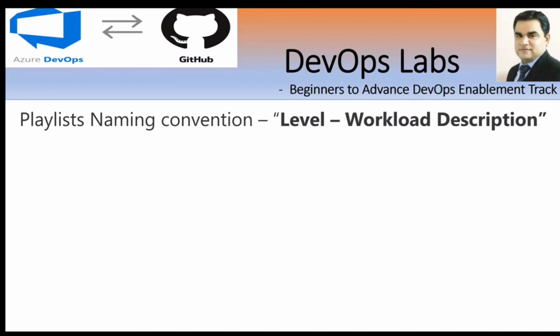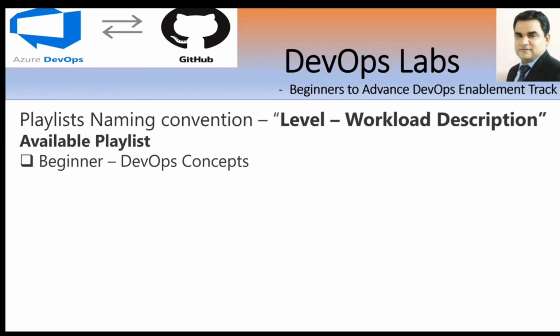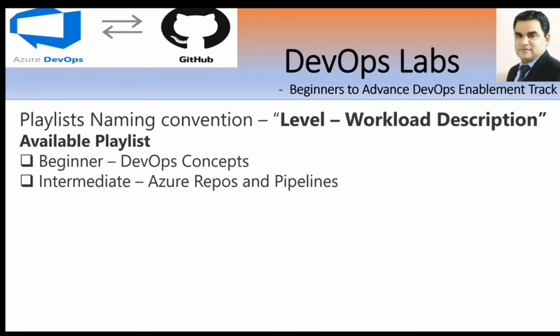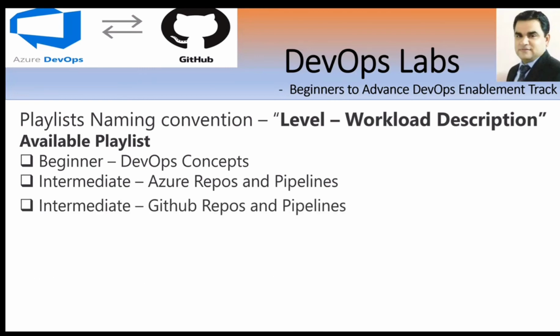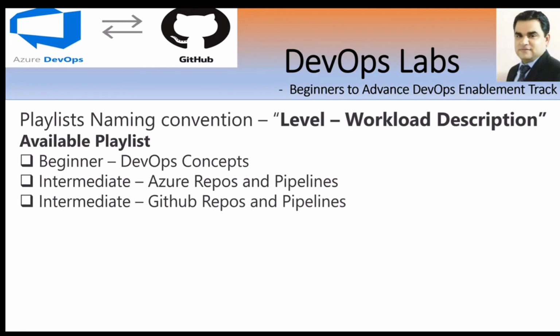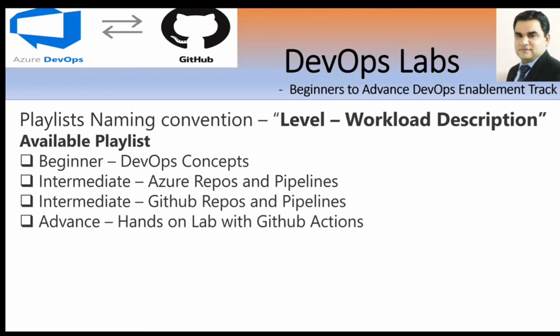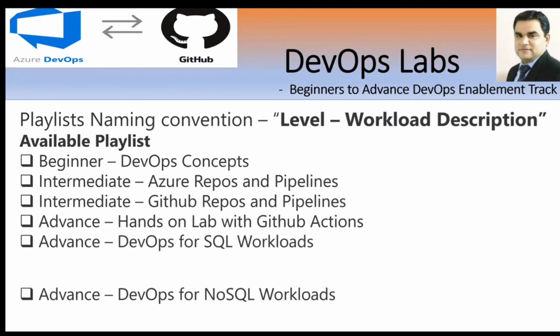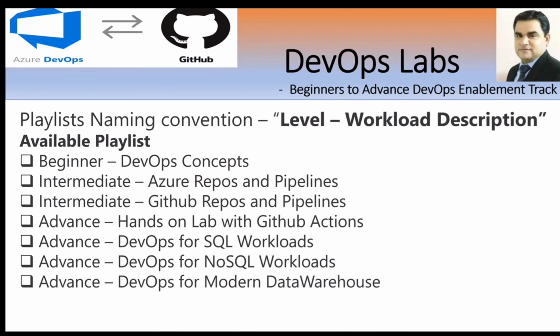Level hyphen workload description. To know about available playlists, we have beginner for DevOps concepts, followed by intermediate for Azure repos and pipelines, GitHub repos and pipelines. Then from here on, we have advanced playlist for hands-on lab with GitHub Actions, SQL workloads, NoSQL workloads, modern data warehouse, and finally the machine learning.